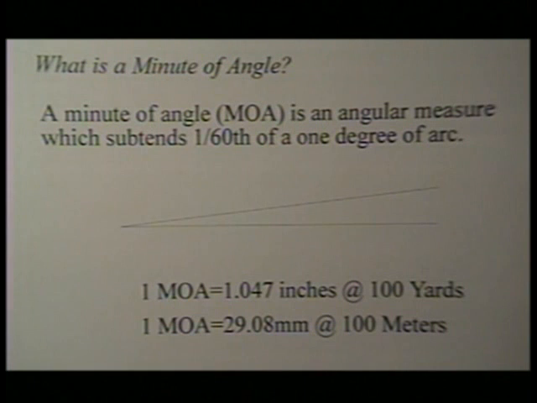Makes sense. A minute of angle, this height right here, this angle, at 100 yards is 1.047 inches. Essentially, an inch. For ballpark numbers, not a problem. You can use 1 inch. And then there's the measurement for if you're dealing with meters. Here, we essentially use yards. Okay, minute of angle is 1/60th of a degree of arc. Okay, what does that mean to us in practical terms?